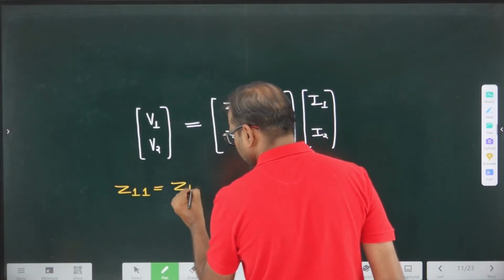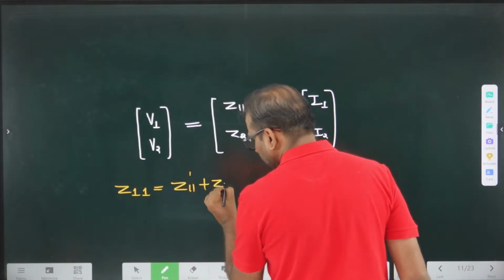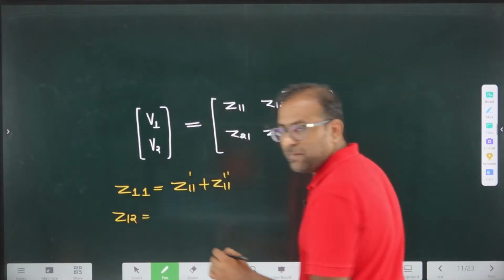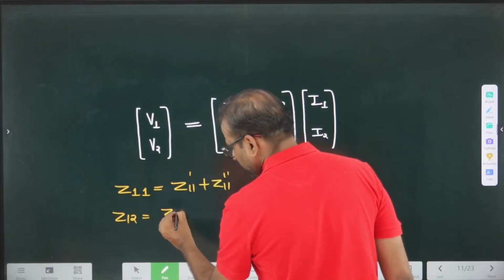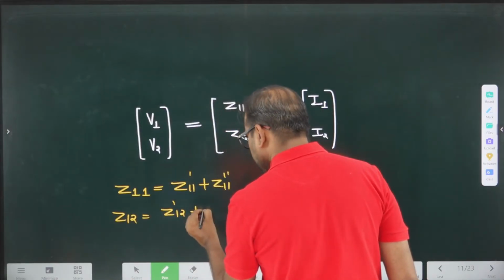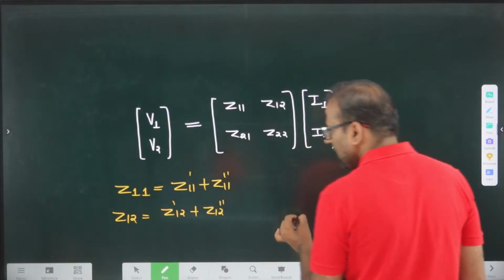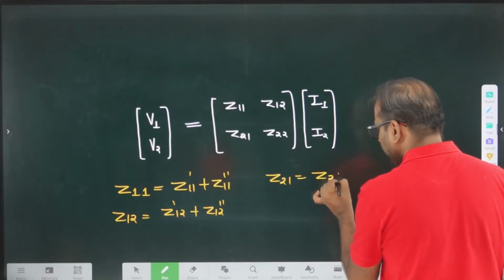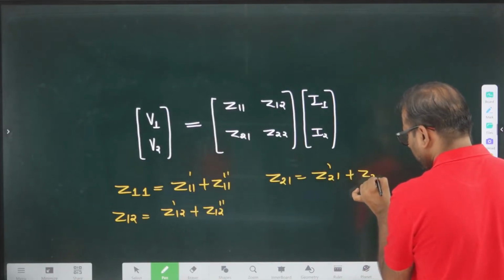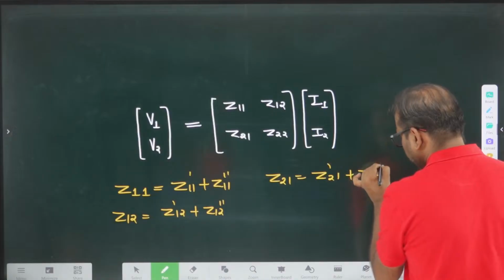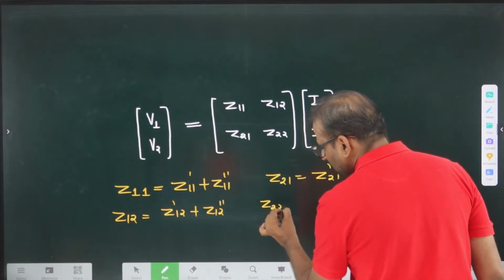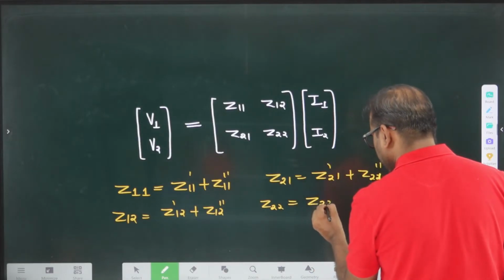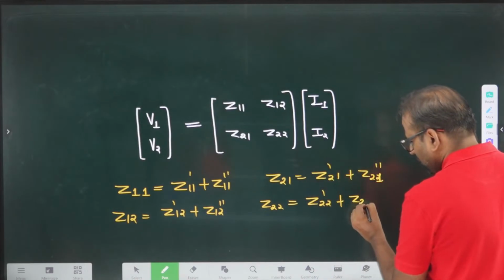Z11 is given by Z11′ plus Z11″. How do you write Z12? Z12 is given by Z12′ plus Z12″. How do you define Z21? Z21 is given by Z21′ plus Z21″. And how do you define Z22? Again the same. Here Z22 is Z22′ plus Z22″.